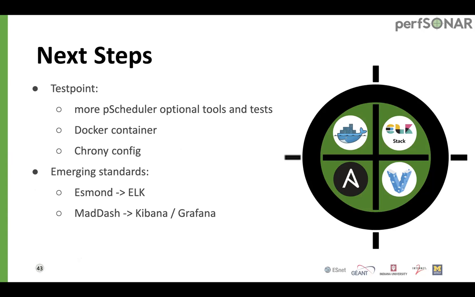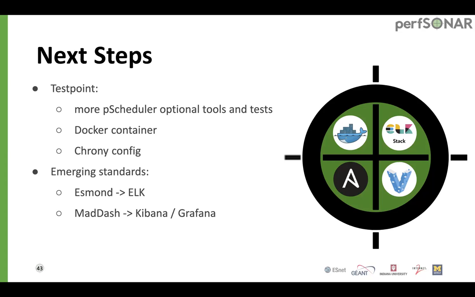For the test point, right now, we don't have very good support for optional pscheduler tests and tools. We're going to add that. There's been a lot of interest in not just installing pscheduler the traditional way with packages, but rather using Docker. We're going to support that in the future. And now that a lot of the Debian stuff has moved towards Chrony, we're going to support Chrony along with NTP. In the future, there are going to be emerging standards. Esmond might be deprecated in favor of ELK. That's going to be a nomenclature change, as well as requiring us to develop some ELK expertise and roles.